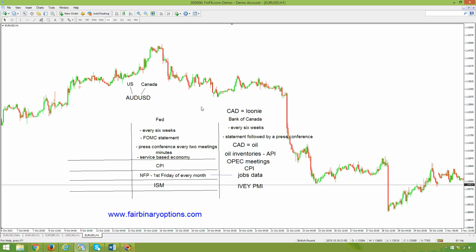Now, because it is the Australian dollar and the US dollar, basically this currency pair is moving based on the economic differences between the US economy and the Australian economy.